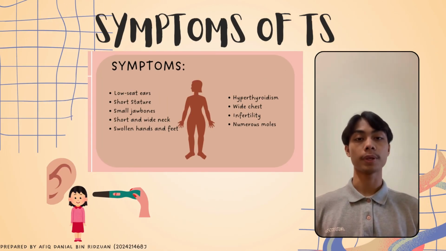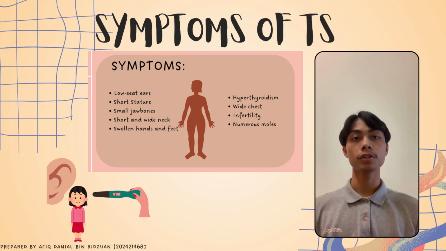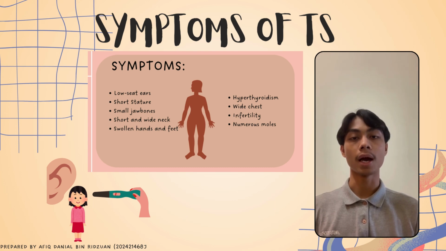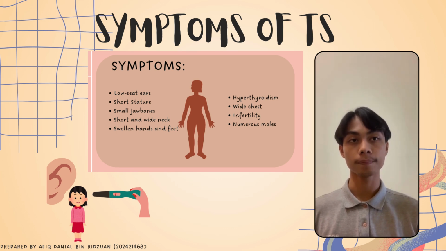So next I'm going to explain about the symptoms of Turner syndrome. Turner syndrome is a genetic condition that only affects females and it is caused by a missing or incomplete X chromosome. Firstly, individuals with Turner syndrome may have low-set ears and a short stature, meaning they are shorter than average for their age. They may have a small jawbone and a short, wide neck. Another common feature is swollen hands and feet, especially noticeable at birth. Other symptoms include hyperthyroidism, which is an overactive thyroid, and a wide chest with widely spaced nipples.